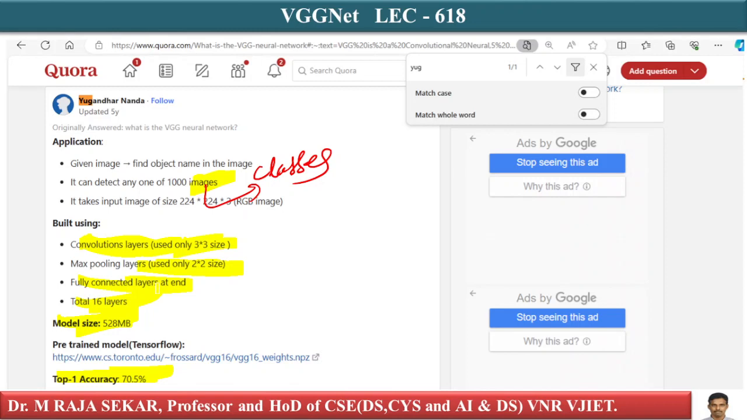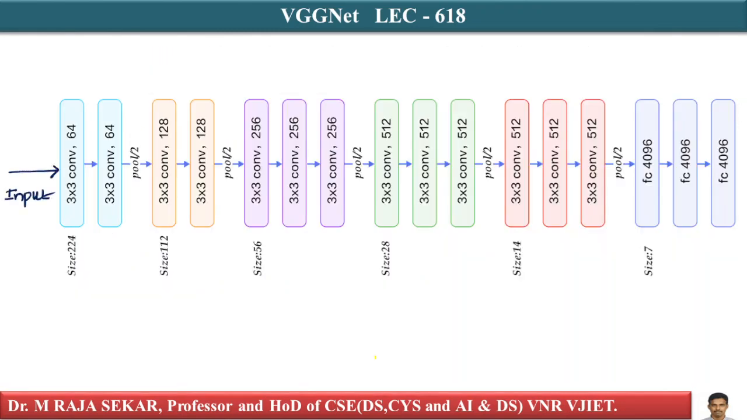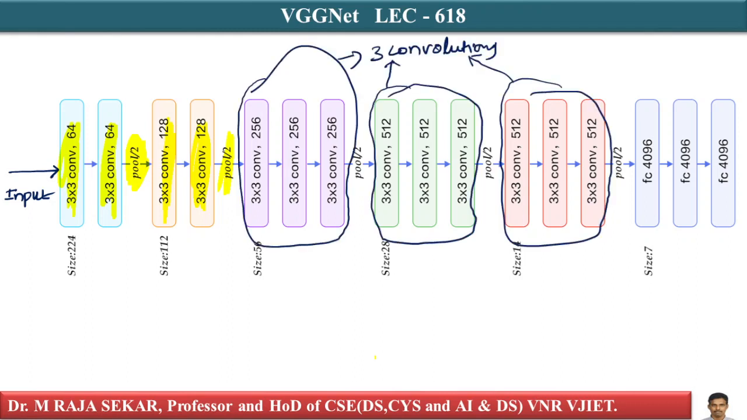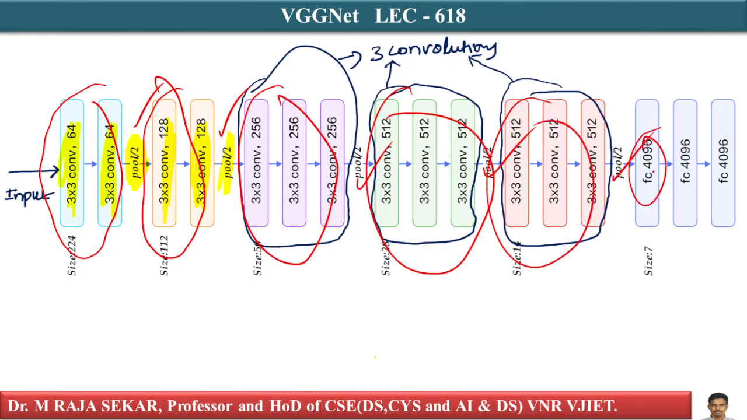Also look at the architecture here. Let me show this architecture once. This is your input. On the input you have 3x3 convolution. After two convolutions you have a max pool layer. Again after two convolutions a max pool, after three convolutions max pool, after three convolutions max pool, after three convolutions max pool, then fully connected, fully connected, fully connected. This is the simple architecture.